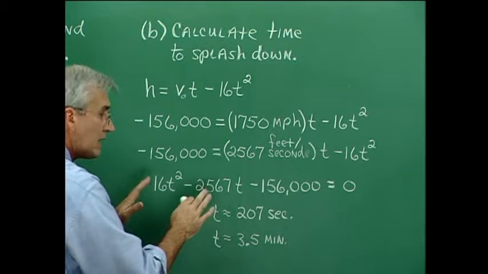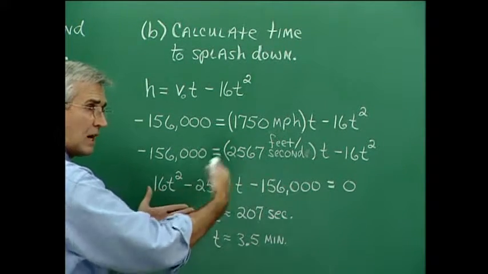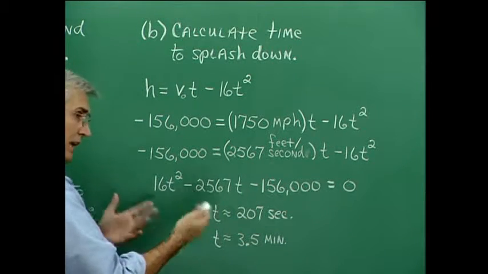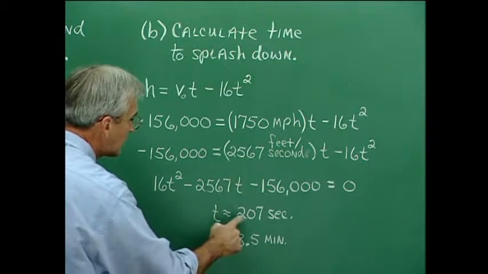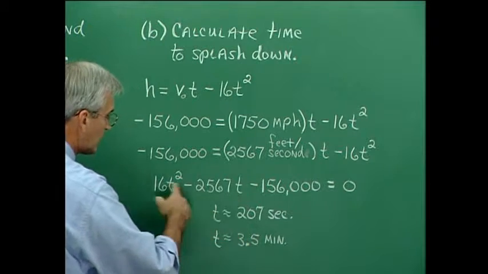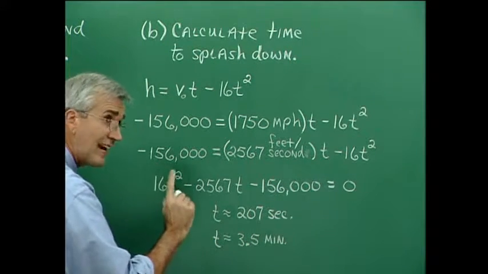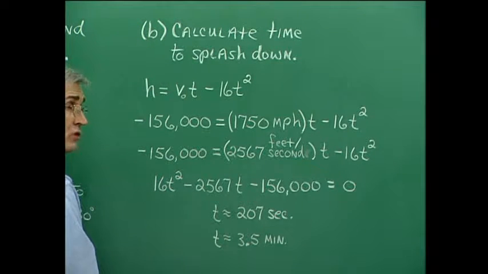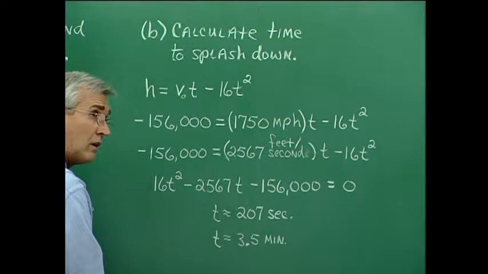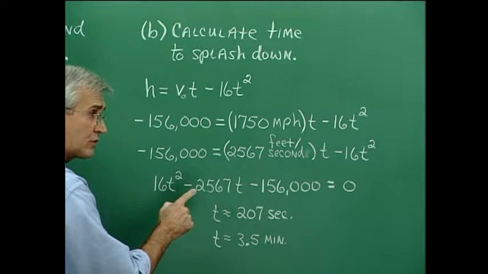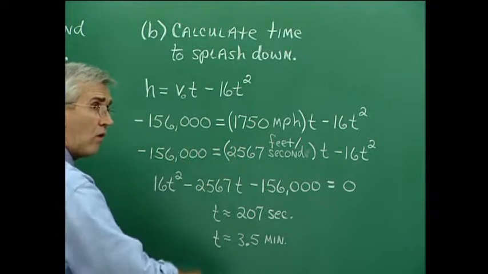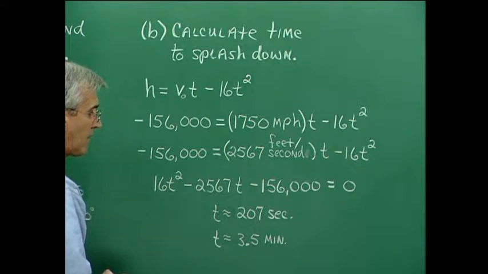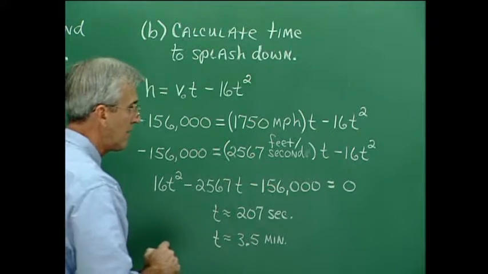Okay, so we find t to have a couple of values, one of them positive, one of them negative, and we want the positive value, and it turns out to be 207. And since we're talking about a time here in seconds, it's 207 seconds, which is about 3.5 minutes. So it takes 3.5 minutes for the solid rocket boosters to go from that point of release all the way back down to splashdown from 30 miles up in the air.